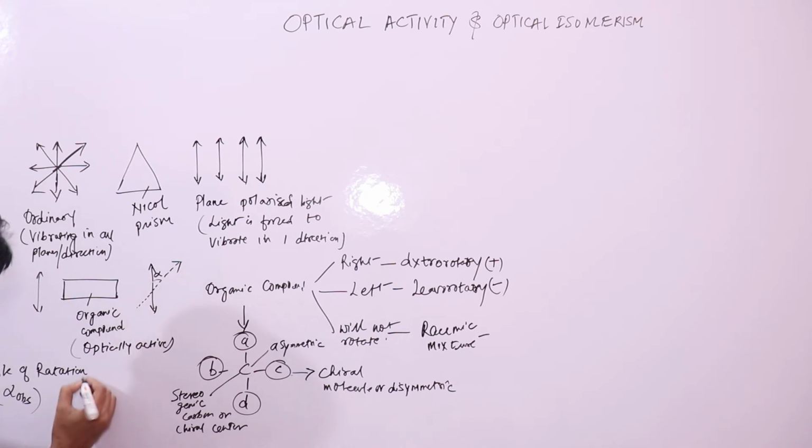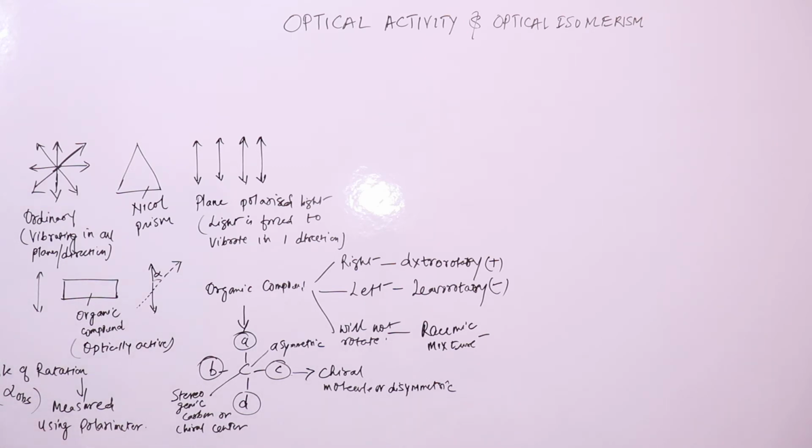So the angle of rotation is measured using an instrument called a polarimeter, right? We'll measure it using an instrument called a polarimeter. Now let's look at what a polarimeter looks like.